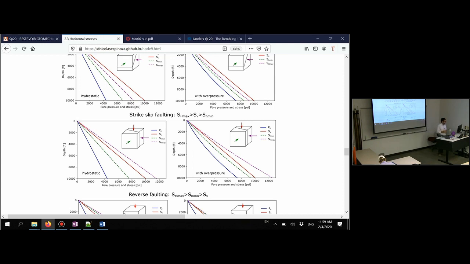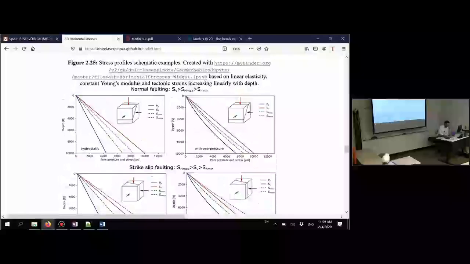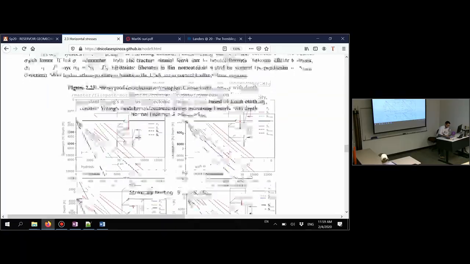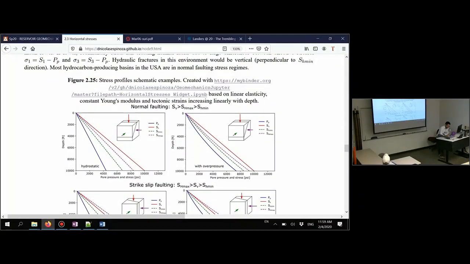Okay, so I have one animation example here to see what is the effect of a horizontal deformation on these stresses, and how we can go from something which is a normal stress regime to strike slip and to horizontal. So let me run this quickly.